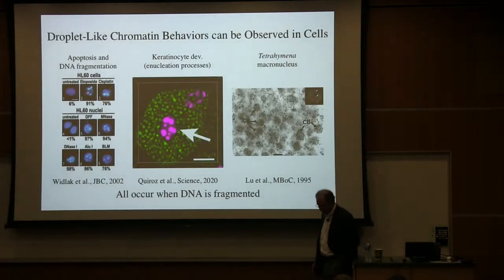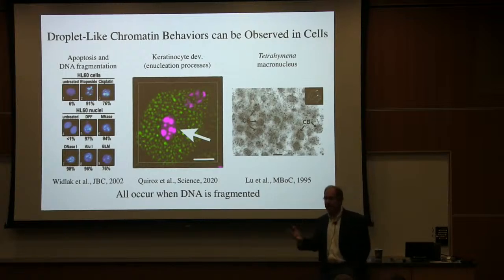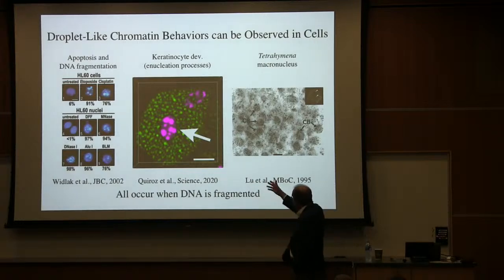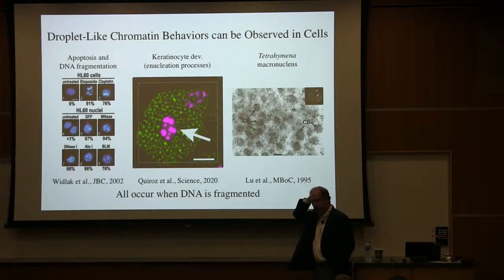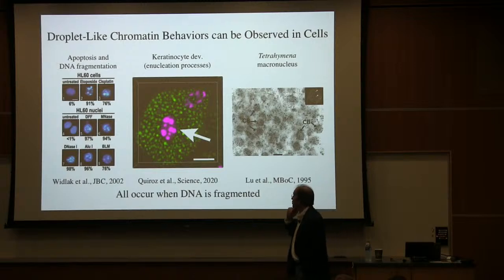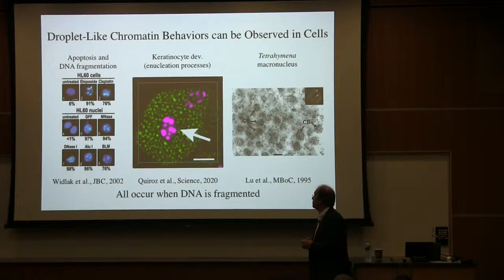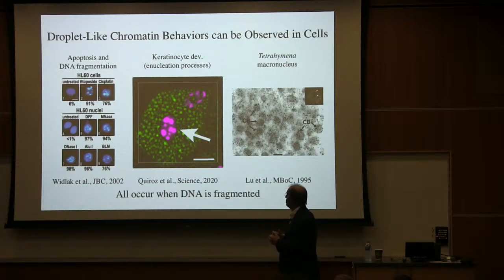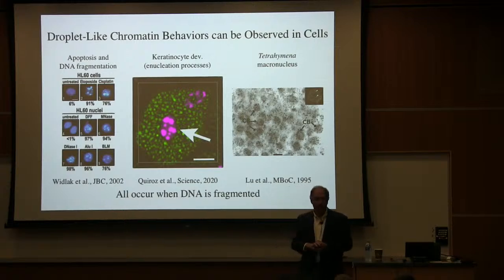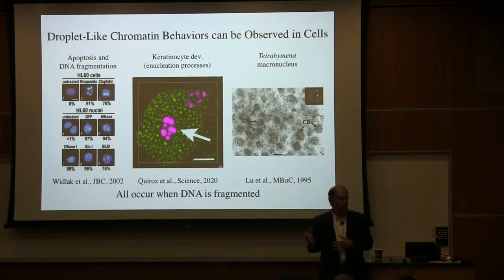Now, one of the questions that we asked as we were going through this is, is there any place in cell biology where these kinds of behaviors of chromatin have been observed experimentally? And the answer is that we're aware of at least 3 situations where it does seem to occur. One of them is during apoptosis, because there's a large body of data showing that one of the early things that happens in apoptosis is DNA condenses in the nucleus. And that's shown in the images on the upper left there. In addition, during keratinocyte development, or more generally, during processes of enucleation.